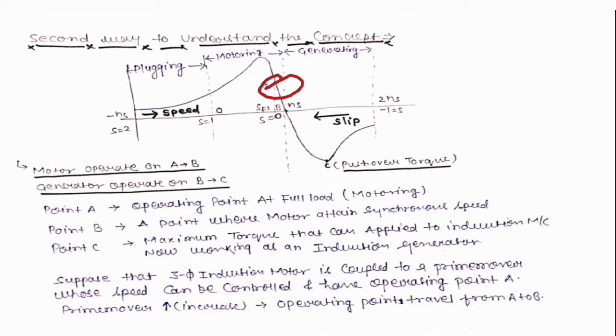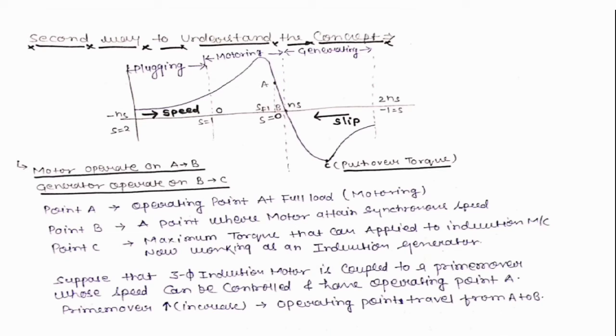Now if we further increase the prime mover speed, that is, if we unplug the load and connect the prime mover, and increase the speed of the rotor with the help of the prime mover, then the operating point travels from A to B. Why is it A to B?